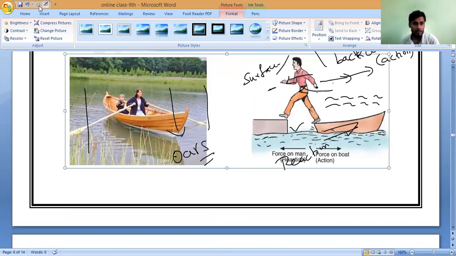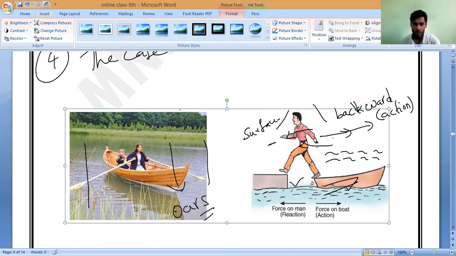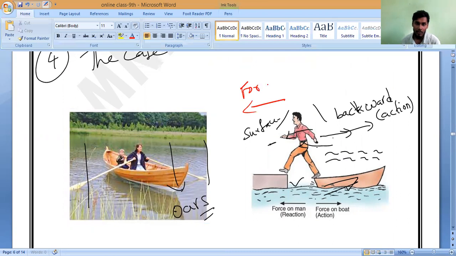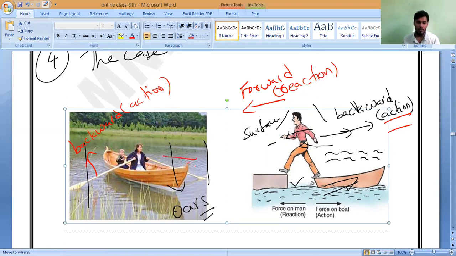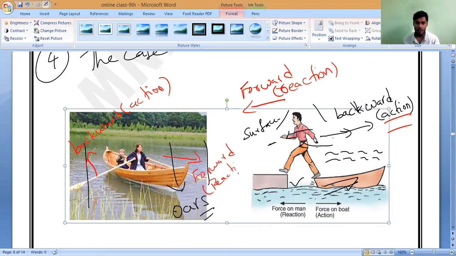Correct or not? Yes, sir. All of you, are you able to understand or not? Yes, sir. So here, the person moving forward is called what? Reaction. Understanding, all of you? And the person pushing the boat in the backward direction is the action. So in the case of water also, water will be pushed harder in the backward direction. So here backward is called action or reaction? Action. Means by the oars, if I push the water backward, that is the action. So the water will push the boat in the forward direction. So that is what we call reaction. Do you understand, all of you?